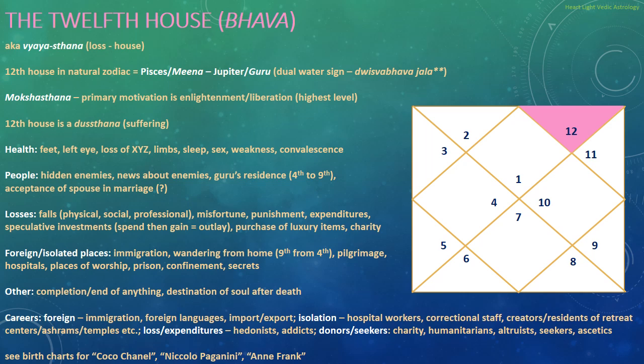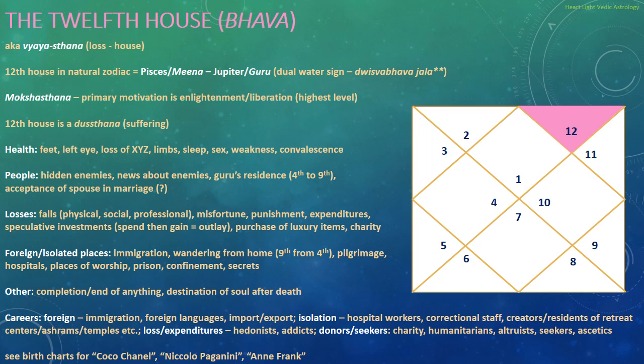Other kind of miscellaneous categories. Since the 12th house is the last house, this can symbolize a completion or ending of anything. The other thing is, since this is the highest level of enlightenment, liberation, and endings, you could potentially assess the destination of the soul after death through this 12th house.